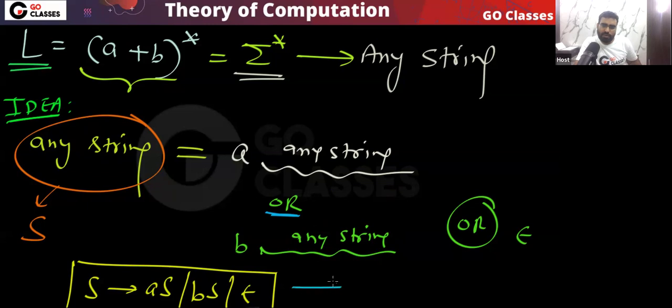This is the grammar for (a or b) whole star. I hope you understood the idea. Very simple idea. Actually, if you have any confusion, you can write some strings and you can check from this grammar what the language generated is.